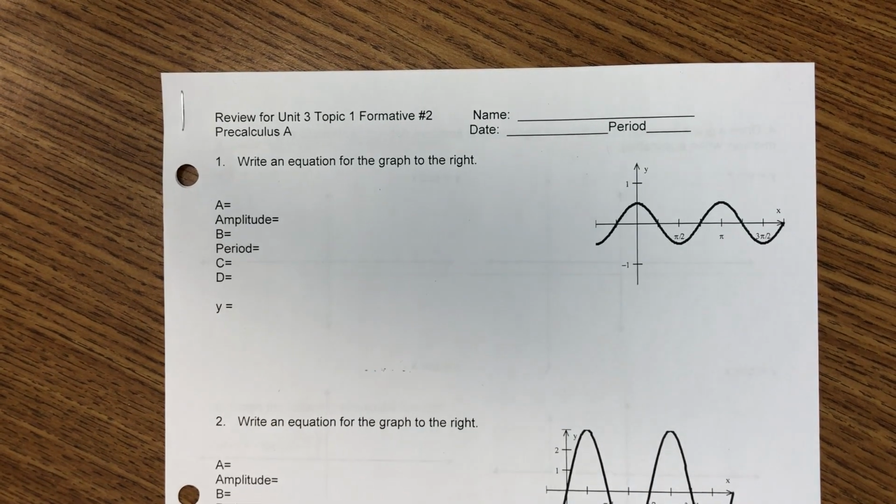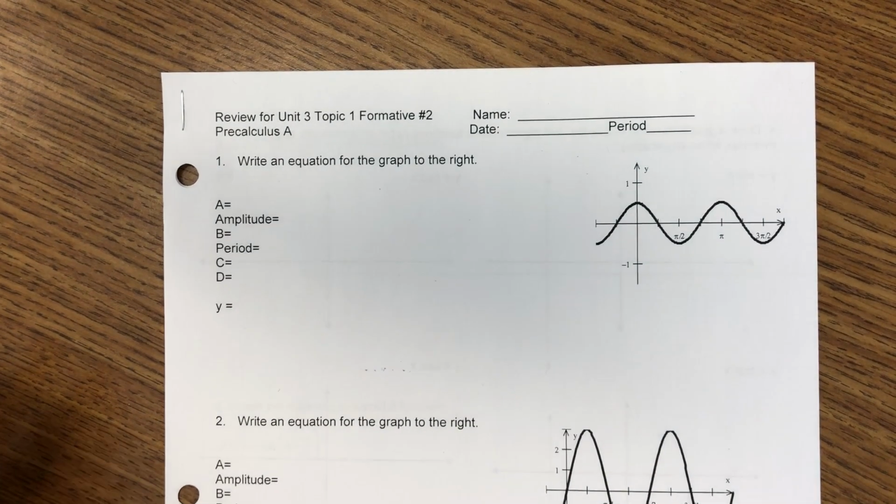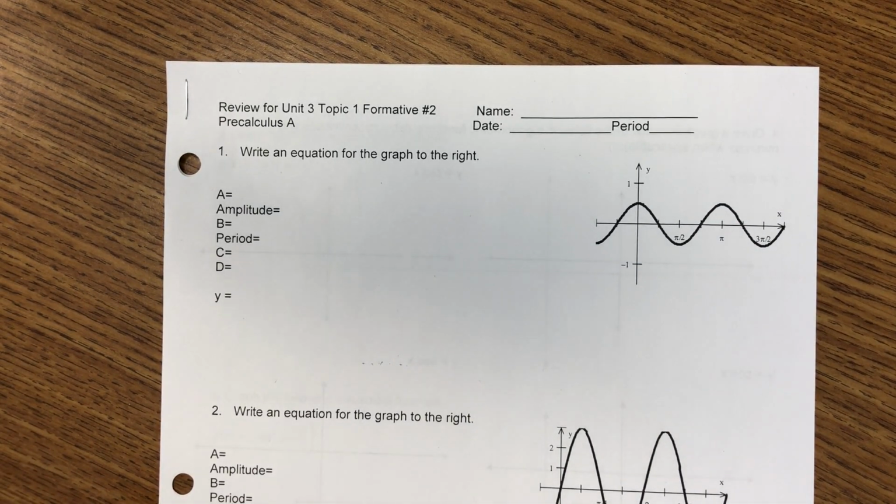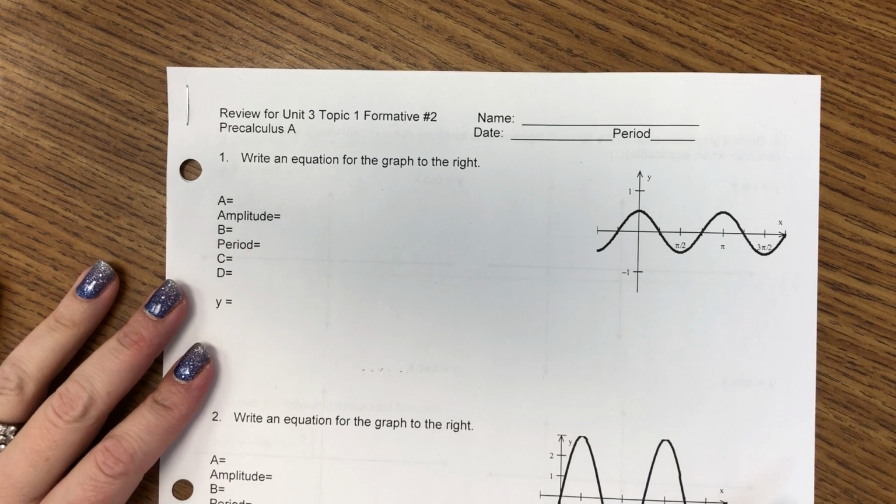Okay, here is a video for the second half of our Unit 3 Topic 1 quiz. It's nice that we actually had a quiz review day. It is going to be on all trig graphs: sine, cosine, tangent, cosecant, secant, cotangent, drawing graphs, writing equations, all of it. So let's start with writing equations.